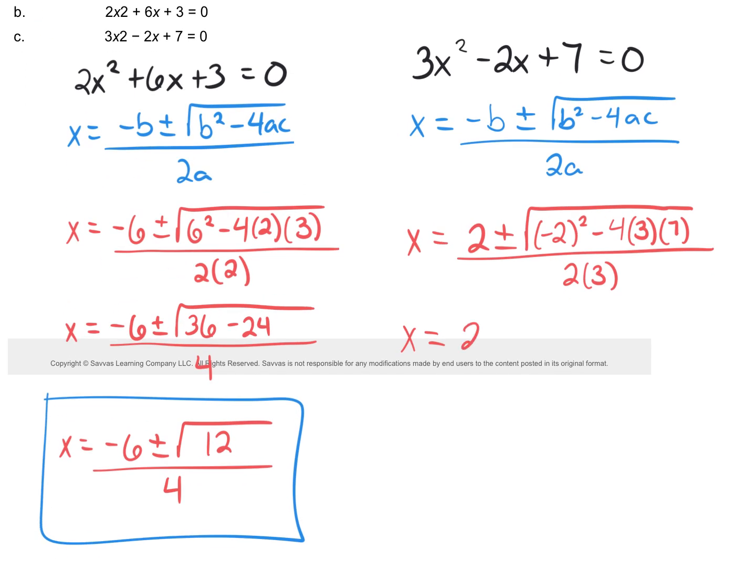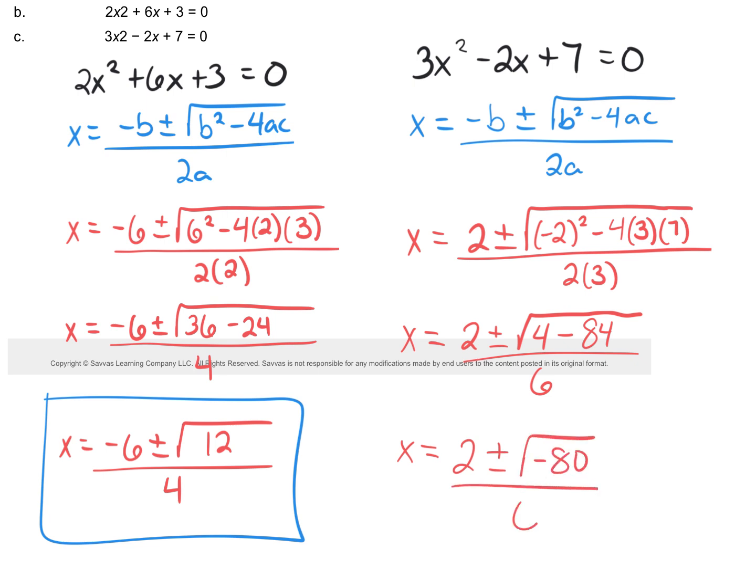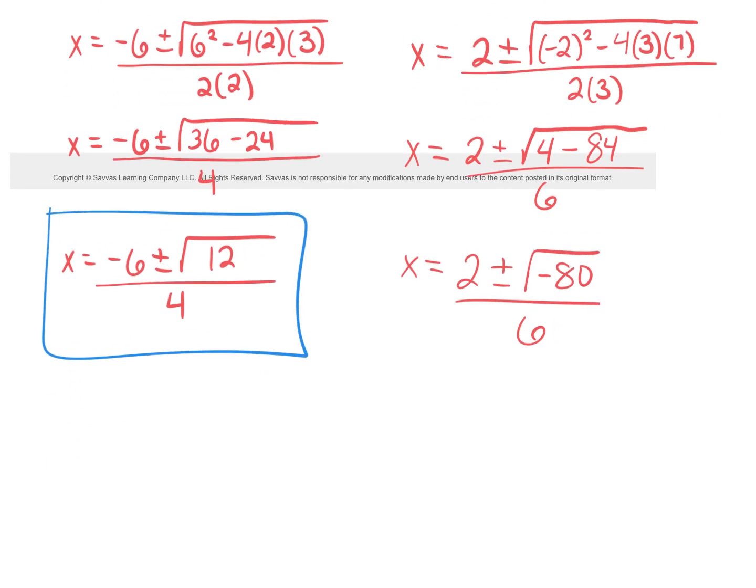So I have 2 plus or minus the square root. What's negative 2 squared? 4. 4 minus 4 times 3 is 12. 12 times 7 is 84. Divided by 2 times 3, which is 6. Keep going with the square root. What's 4 minus 84? Positive or negative? Negative. Negative 80 divided by 6.